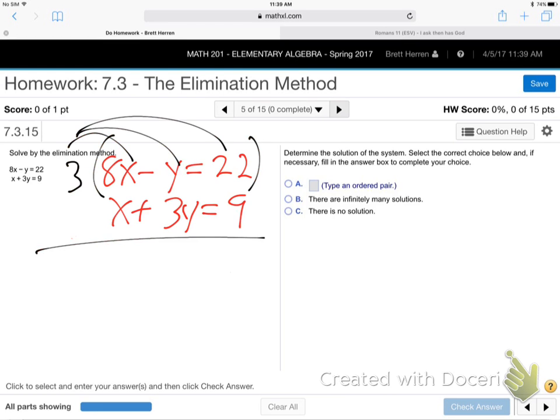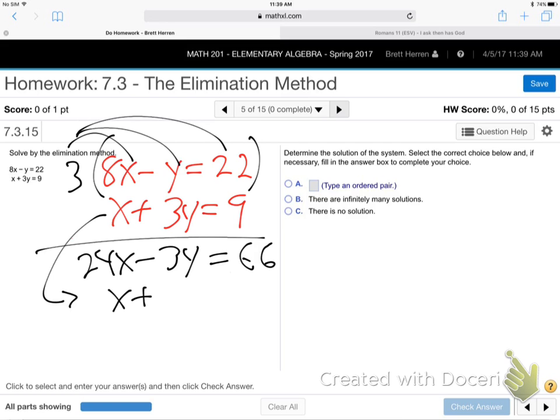See how that'll make, was it 24x minus 3y and 66? Make sure you multiply all the way across. You have to go all the way. You can't just do one part of an equation, right? Left side, right side, all the terms, both sides. And then the bottom one, I'll just bring that down. No change to him. See how they're opposites now?